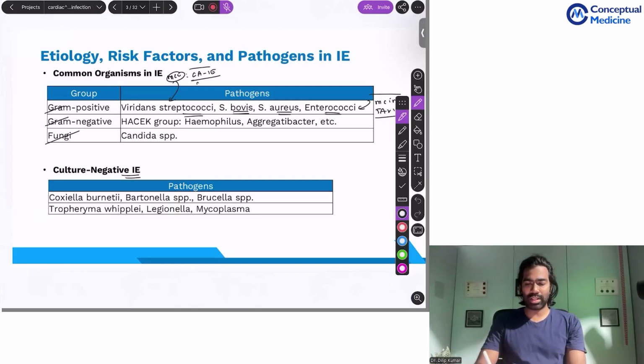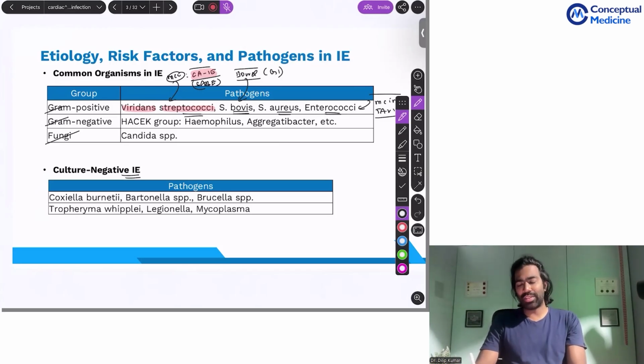And most of the time, as I said, it's going to be subacute in nature. So for community-acquired infective endocarditis, VGS, the Viridans group Streptococcus, is the most common. Streptococcus bovis can be suspected in patients who are having bowel issues. Now, the modern name for Streptococcus bovis is going to be Streptococcus gallolyticus.